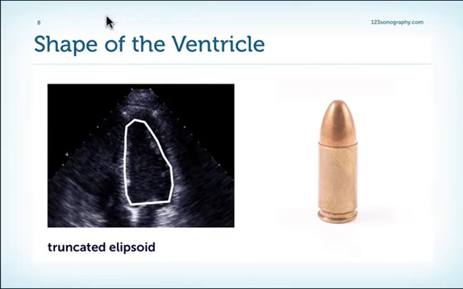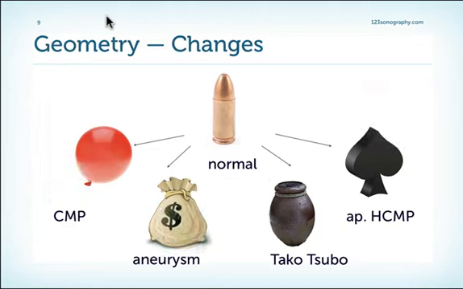The shape of the left ventricle has always been compared to that of a bullet. Geometrically, it has the shape of a truncated ellipsoid. This is important to know because a number of pathologic states can alter the shape of the left ventricle, and only by looking at the still image, even without looking at the function of the heart, you can determine that the patient must have a pathology, for example, a cardiomyopathy patient who has a more rounded shape, an aneurysm, a Takotsubo disease, we'll be talking later about what Takotsubo is, or an apical hypertrophic cardiomyopathy.